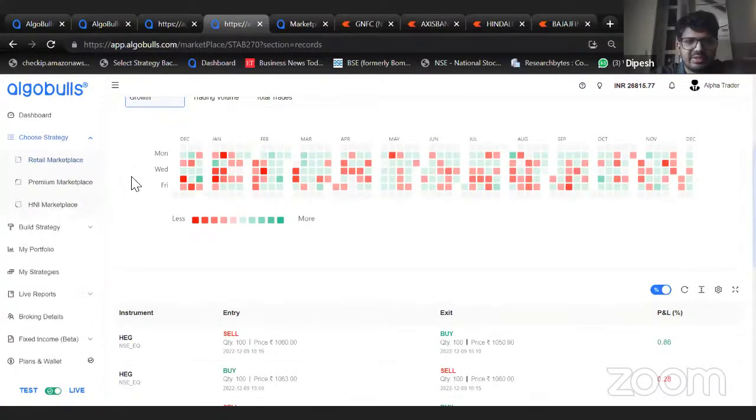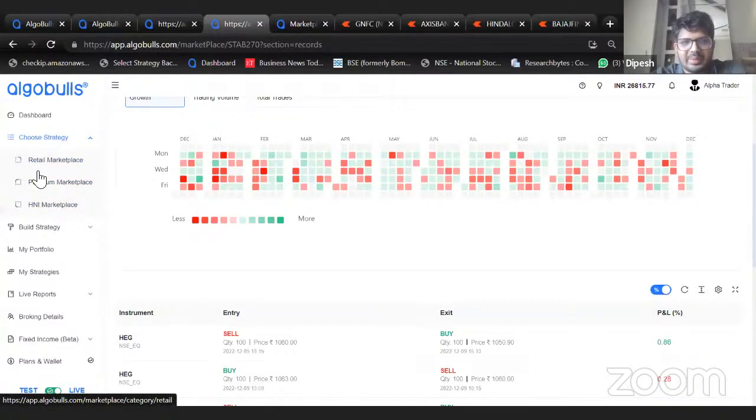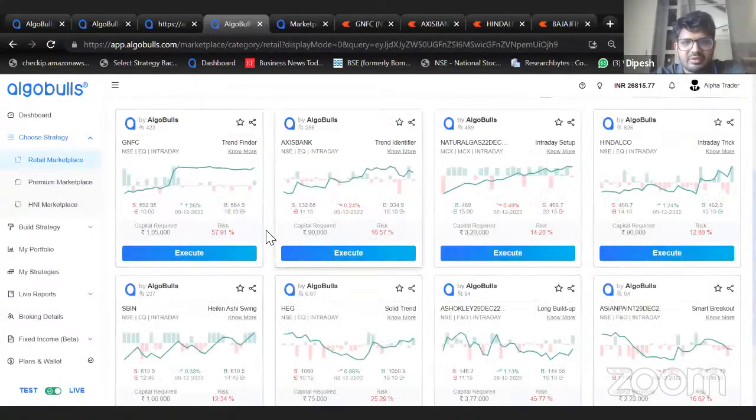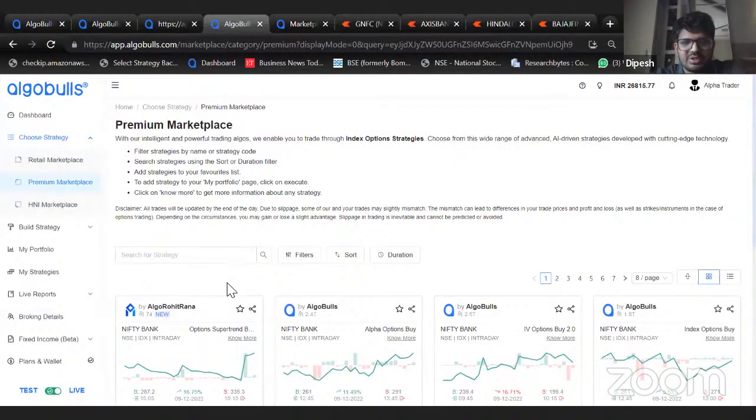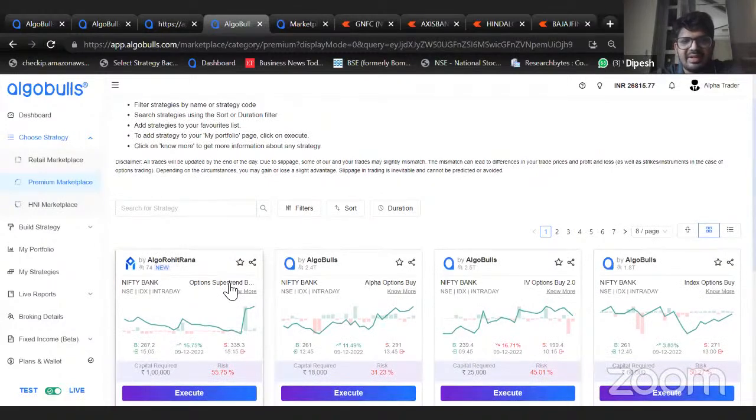So first primary difference is that all these categories are based on the risk appetite of the customers, risk appetite and capital capacity. Now retail strategies can be traded with 5 stocks also, 10 stocks also. So there is no minimum capital required over here, and this can be accessed by everybody, short-term trader, small trader as well as the HNI trader. Whereas premium marketplace and HNI marketplace have option strategies. Here we introduce option strategies to our clients, which are obviously very promising also, which provides a good potential profit and everything, but it has a big risk also.